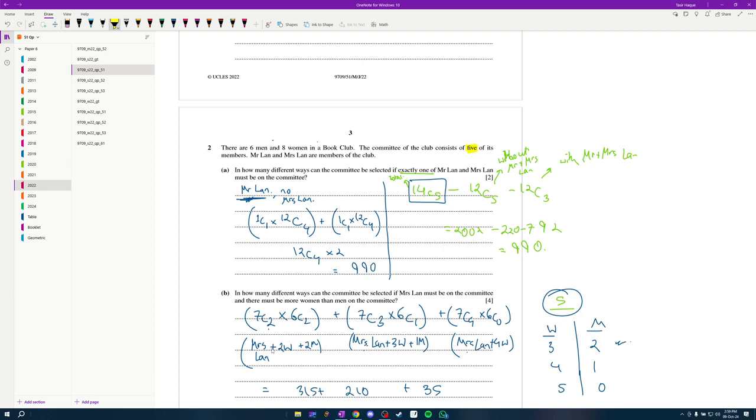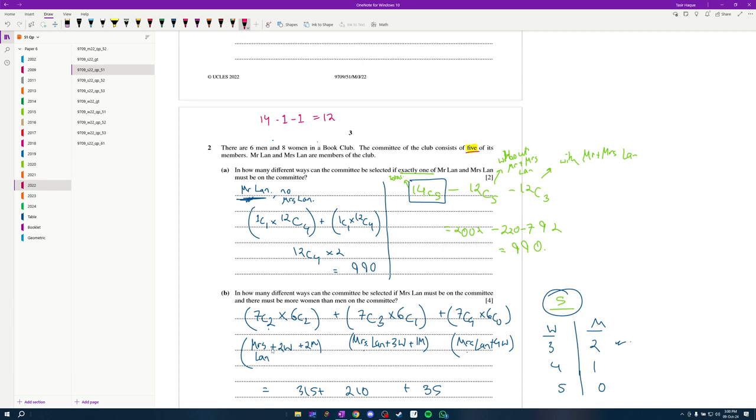So, either one, but not both. So, I chose Mr. Lan, which is 1C1. And how many people do we have in total? 6 plus 8, which is 14 people. But I chose Mr. Lan already, and Mrs. Lan can't be on the committee. So we are going to go with 12 people.